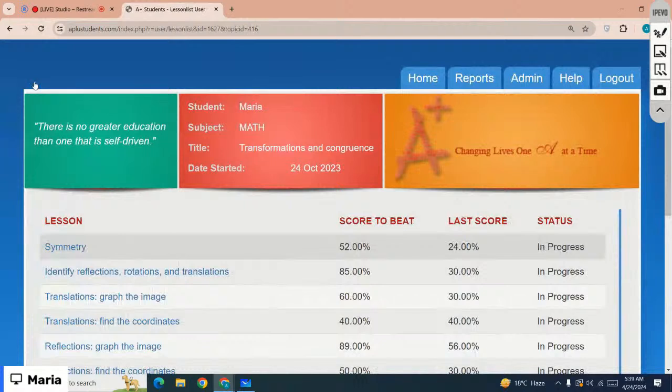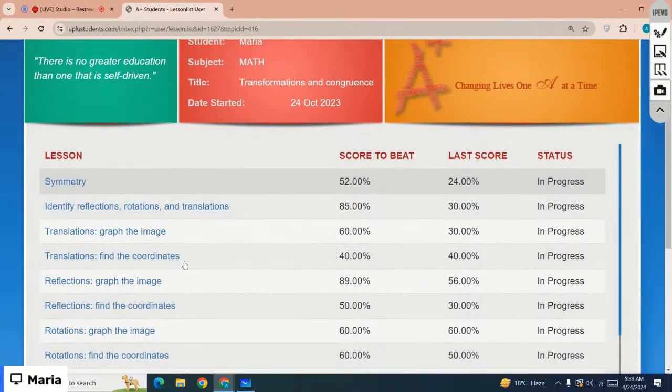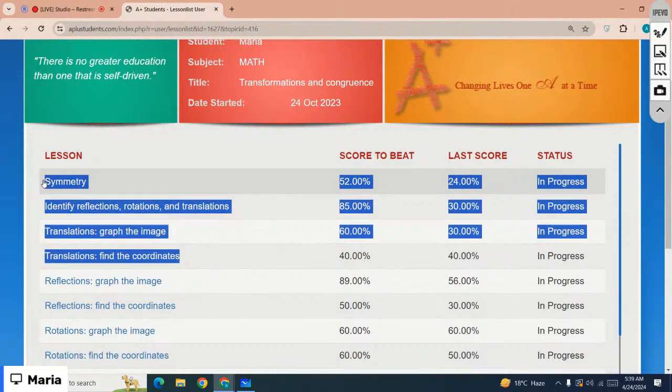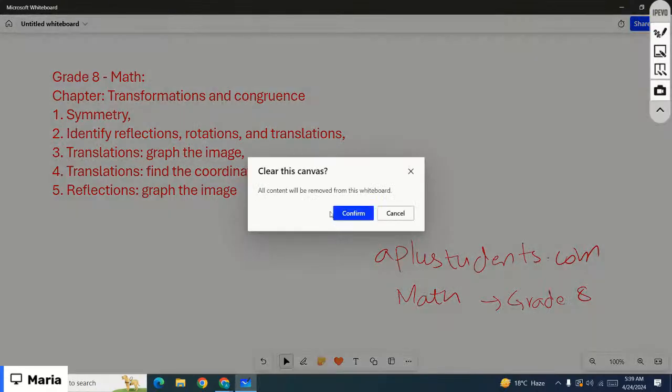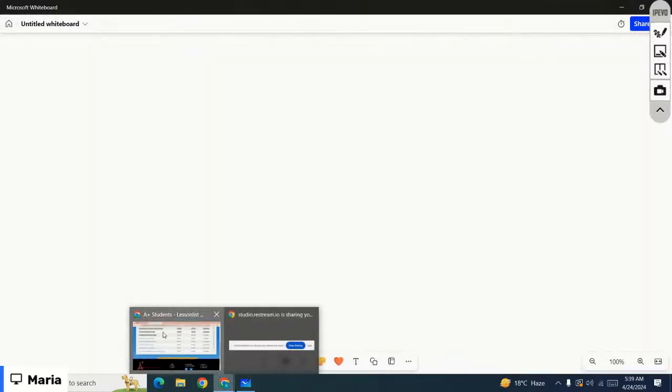So we were working on grade 8 math. The chapter we're working on is transformation and congruence. The lessons we have covered today are symmetry, identify reflections, rotations, and translations; translations, graph the image; translations, find the coordinates, right? So please make sure before the next session you complete all the practice questions for the lessons we did today. That is your homework until next session, right?